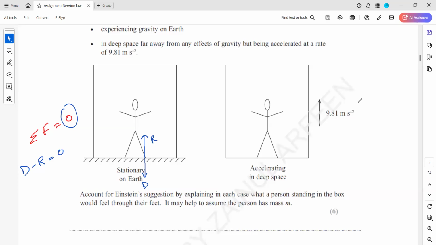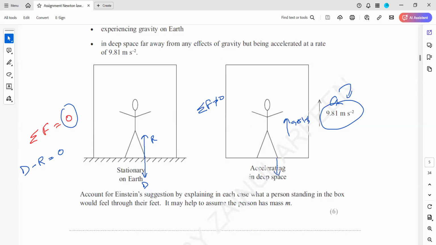But what about the person who is accelerating, with an acceleration the same as gravity? Is there a resultant force acting on this person who is accelerating? Yes, there is a resultant force, and the acceleration of the person should be the same as the acceleration of the box. The acceleration of the person should also be 9.81, because when we are inside a container, as I gave you an example, we must have the same acceleration to remain in our place. So the resultant force on this object is not 0. There must be some resultant force.